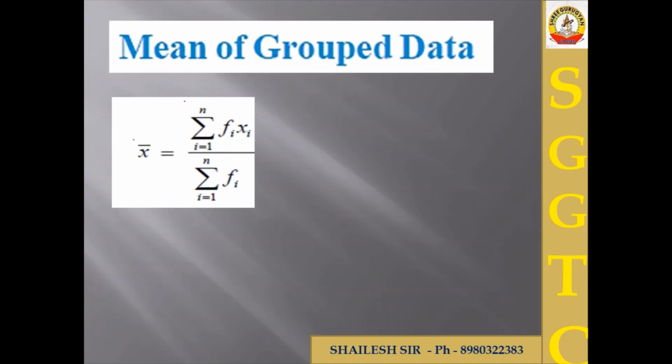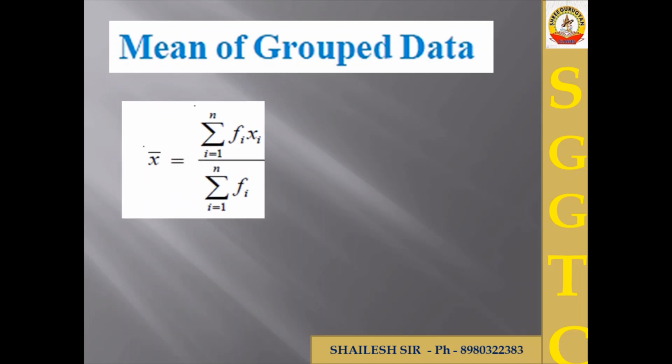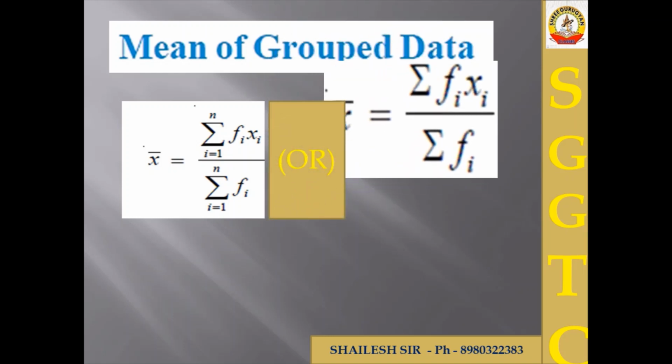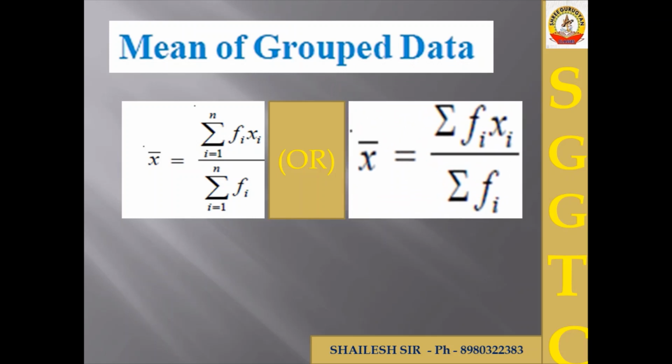For the mean of grouped data, there are generally three methods. First method, the direct method: find sigma fi xi upon sigma fi. Students, the mean is indicated here by x bar. Sigma indicates the sum of all observations, fi xi upon sigma fi. Sigma fi means the summation of all frequencies. You can also use this formula, sigma fi xi upon sigma fi; both meanings are the same.